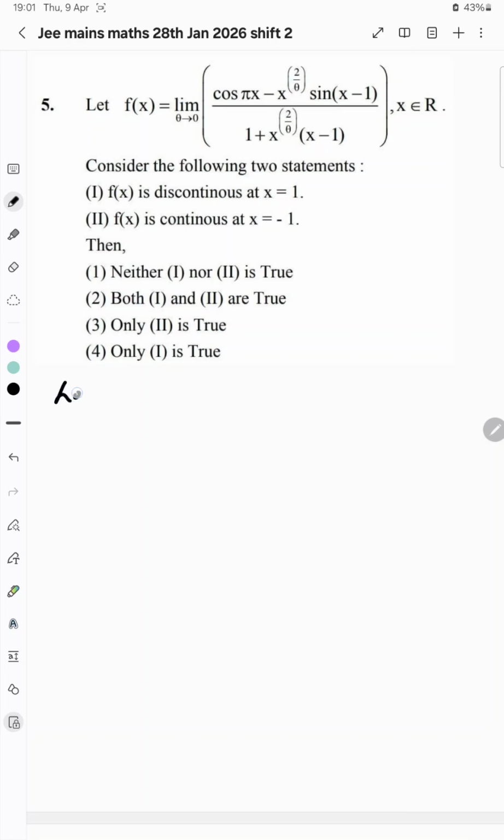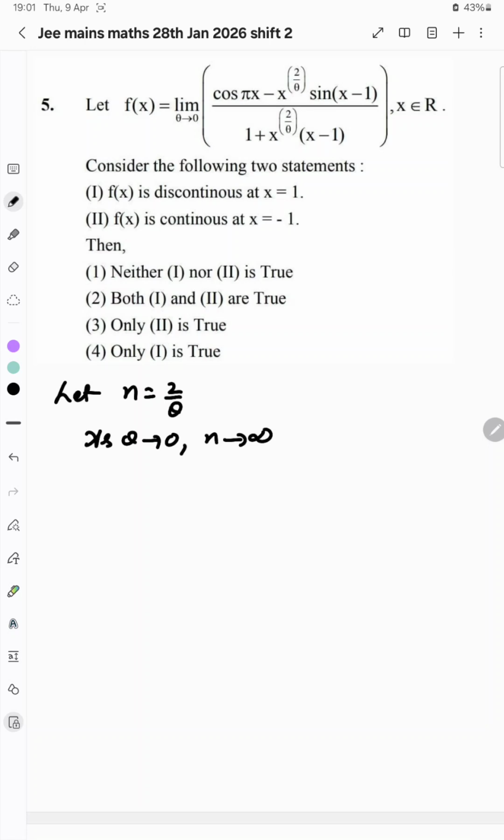Let us take 2/θ as n. Now, suppose θ tends to 0. As θ tends to 0, n tends to what? Finite by 0 means it will be infinity. So n tends to infinity, so the power value goes to infinity.